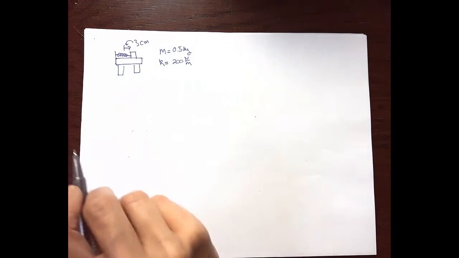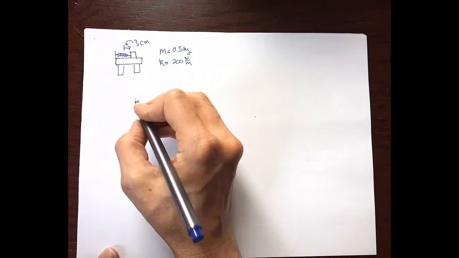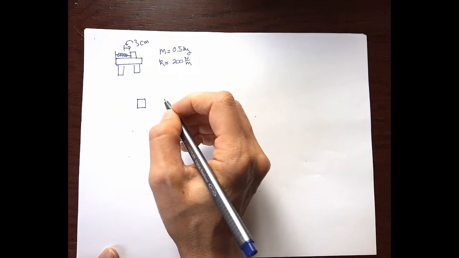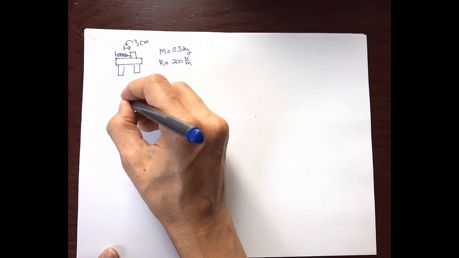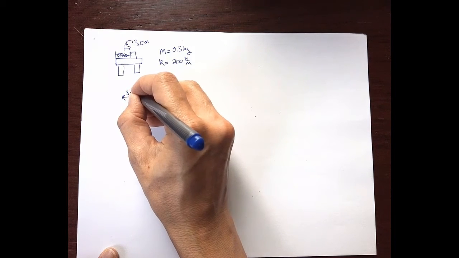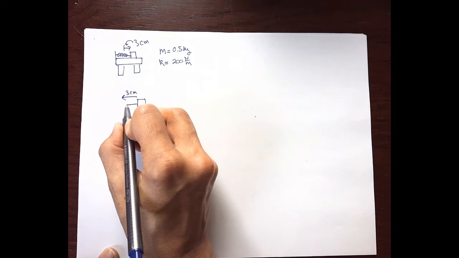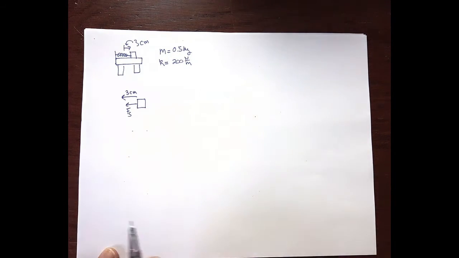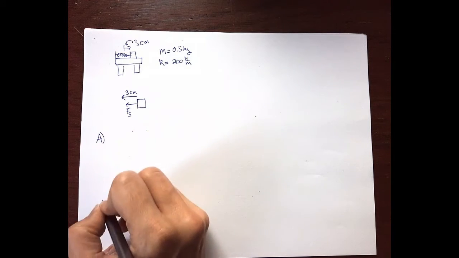And the first question we're asked is, how much work does this spring do on the block as it returns it to equilibrium? Okay, so here's the block. And it's returning to equilibrium, so I guess that means it's moving 3 centimeters back towards its happy location here. And the spring force is going to be aiding that. The spring force is wanting to go back to its equilibrium position. All right, so for part A, we want to know about work done by the spring force.